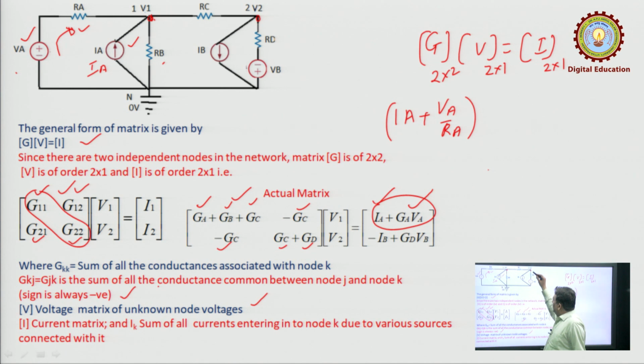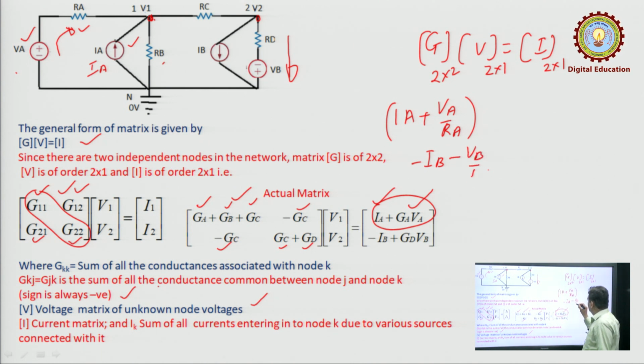Similarly, I2. I2 is the net current entering into node 2 due to all sources connected with it. So, IB is the current. This current is leaving, so it is negative: minus IB. And the voltage source is connected like this. This will draw the current because current goes from minus to plus. So, VB upon RD. This current is again leaving. So, minus VB upon RD.